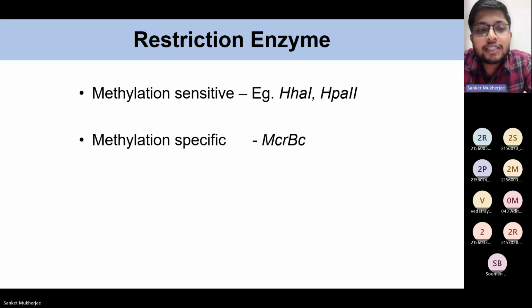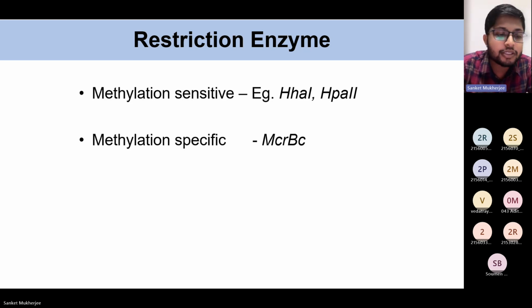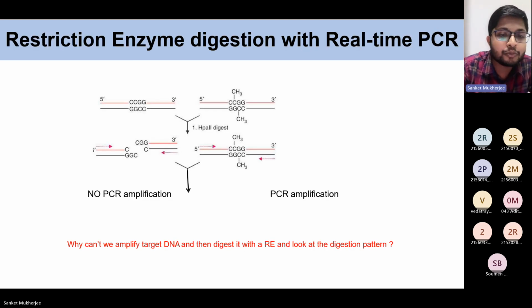So some restriction enzymes are methylation sensitive, these are HhaI, HpaII. These are methylation sensitive restriction enzymes. We will see what happens with these, and there are some methylation specific restriction enzymes like McrBC. We'll talk about both of them.